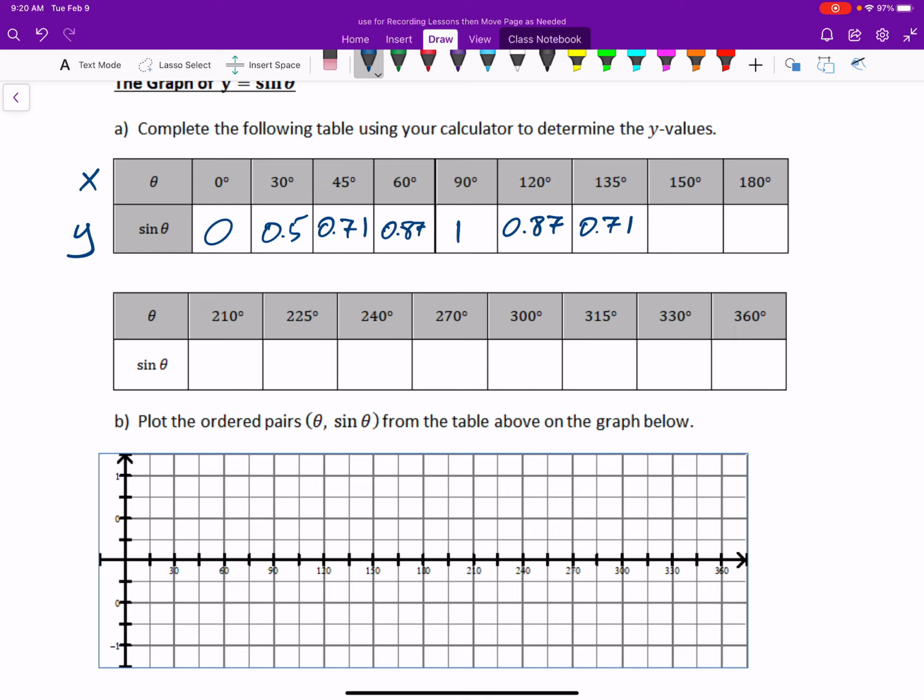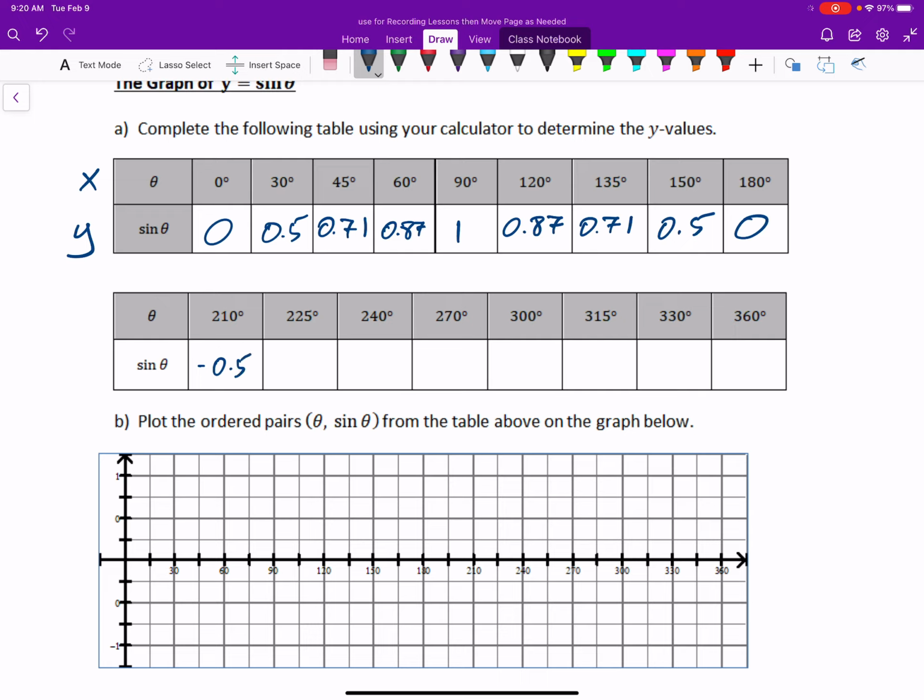So I'm starting to see some repetition. Sine 150 is 0.5. Sine 180 is 0. So my values went up to 1 and they came back down. If I carry on in the next row, I'm just going to keep going. So an angle of 210 degrees, when I take the sine of that, is going to be negative 0.5.